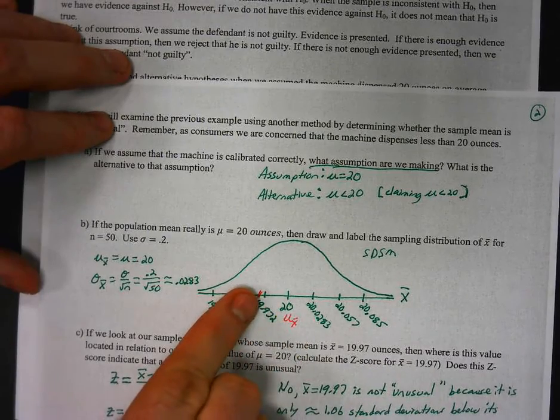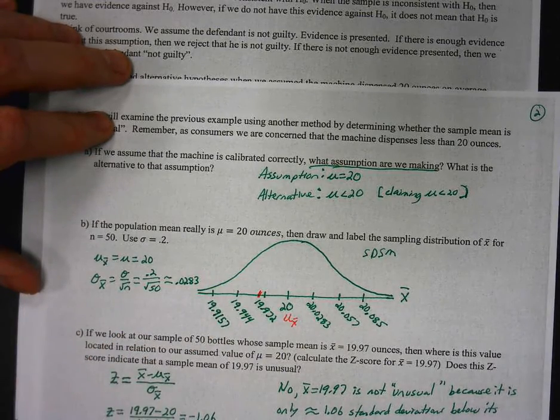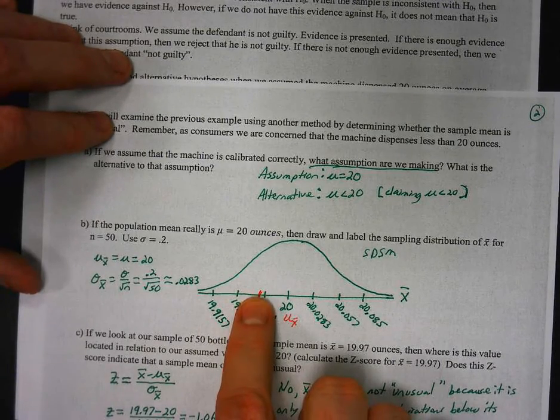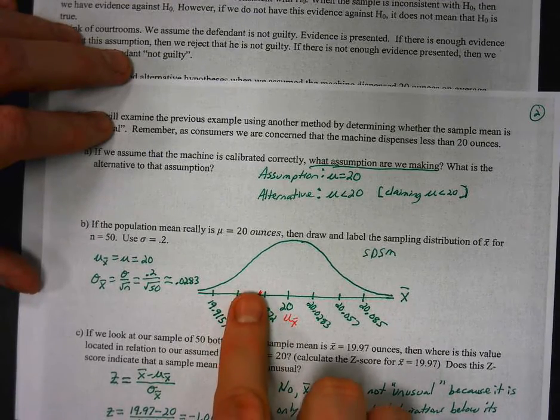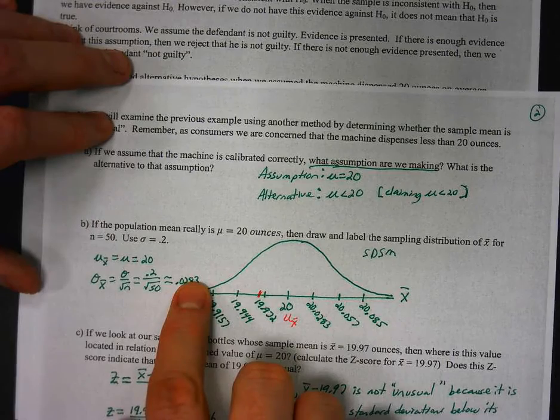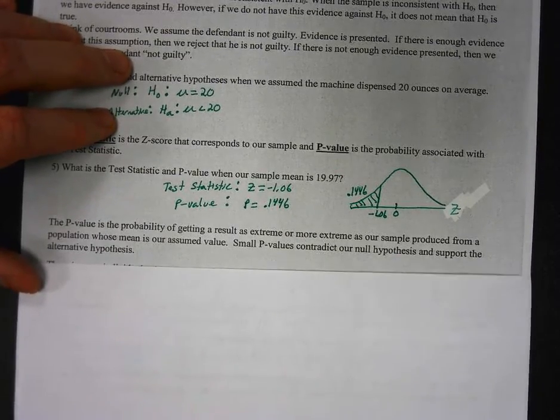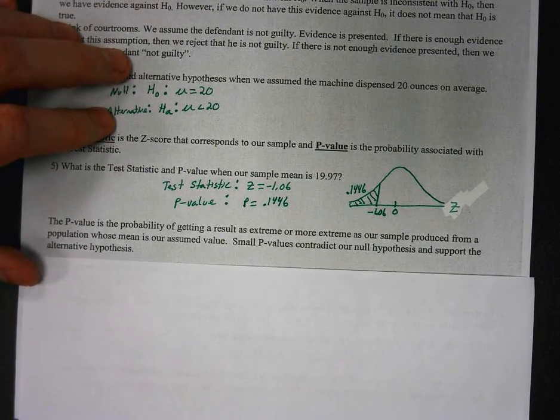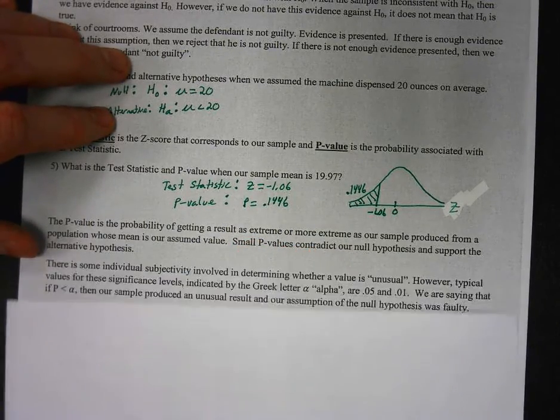and 19.97 was just below 19.972. So that p-value of 0.1446, so the area to the left of this x bar value of 19.97 was only 0.1446 area to its left, which is not a very small probability, meaning that it's not unusual to get that value. Small p-values contradict our null hypothesis and support the alternative.